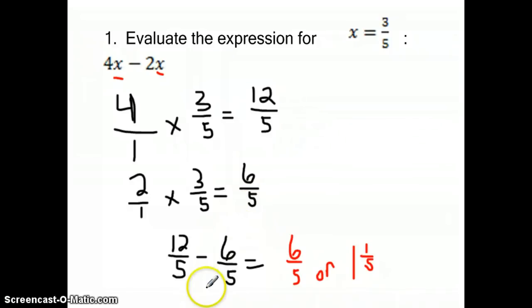And then I have 12/5 minus 6/5. Well, that's easy when we have the same denominator. We can just subtract the top. 12 minus 6 is 6. Leave the same denominator, and you could write it as 6/5 or 1 1/5.